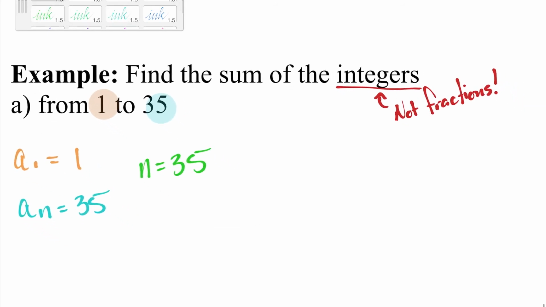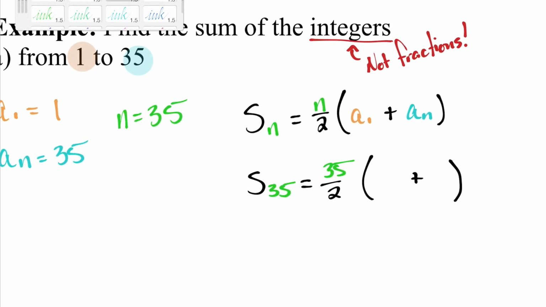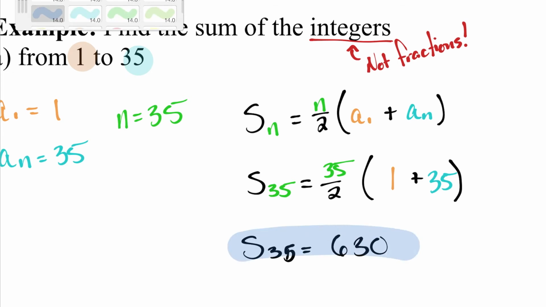Now that I have all of these variables defined, I'm going to plug them into this formula. I tend to just like to plug this all into my calculator at once, and when I do that, I end up with 630. So if I were to add up all of the whole numbers between 1 and 35, including 1 and 35, I would end up with 630.